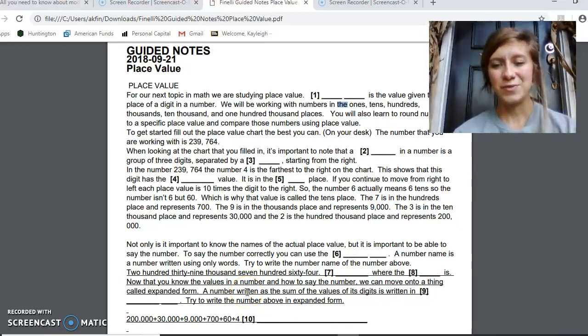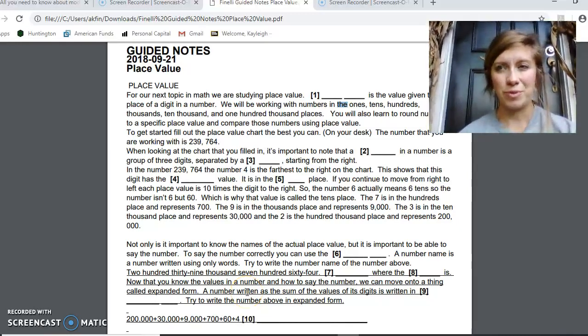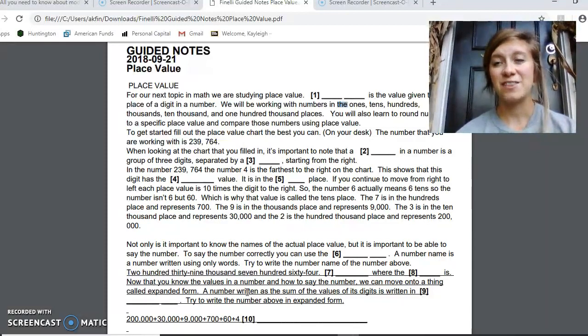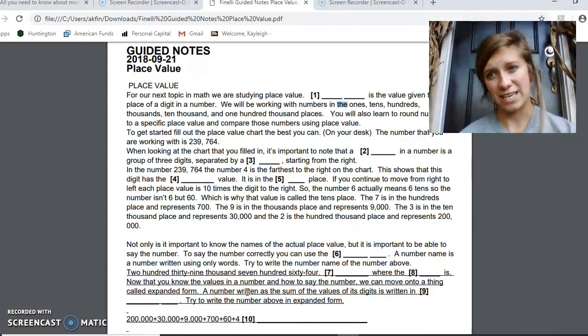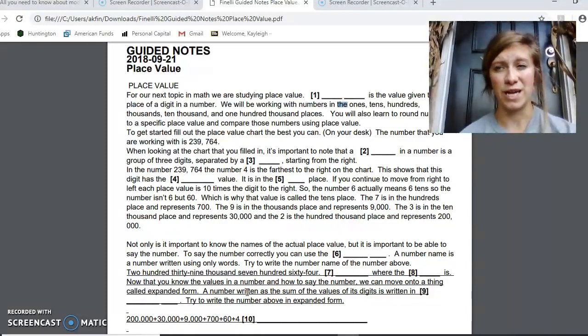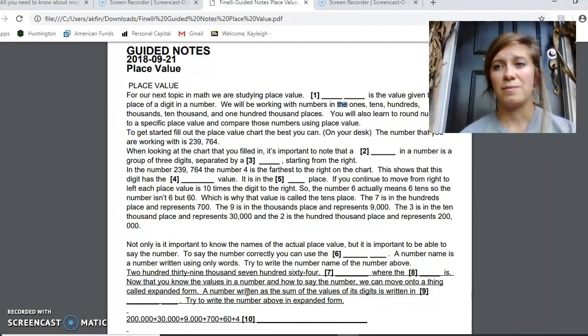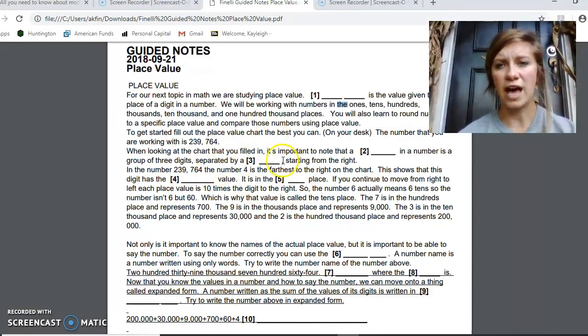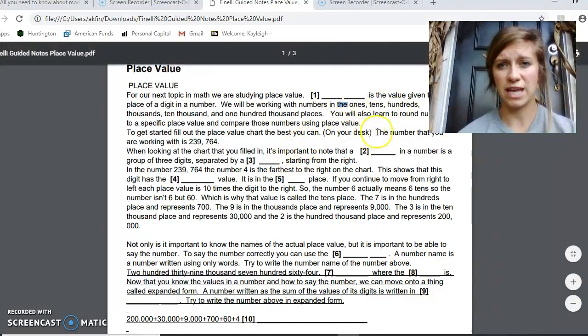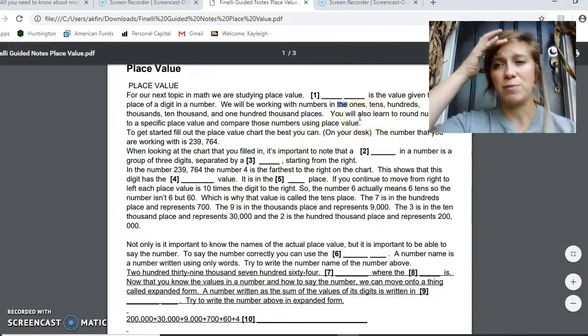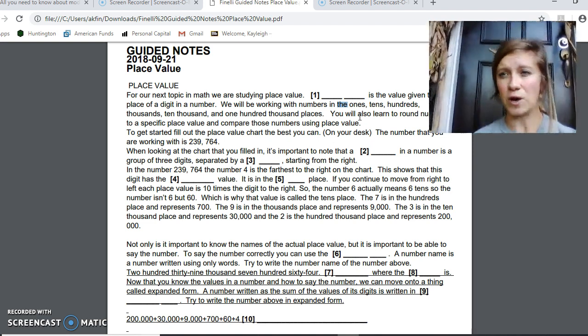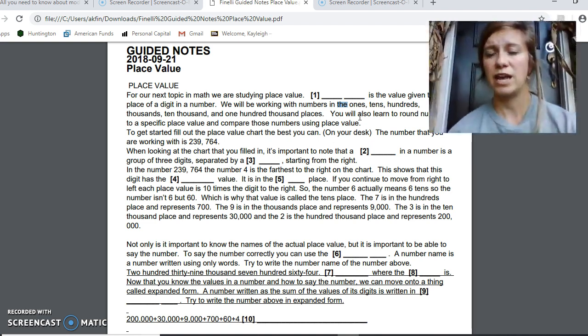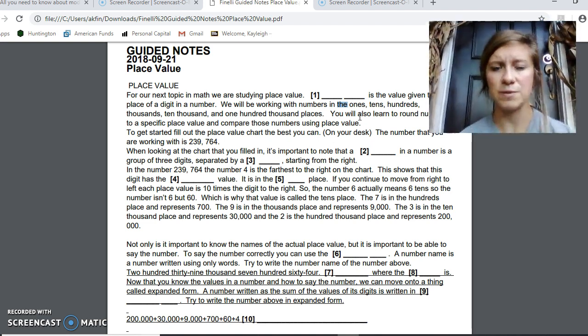Hello. This week we will be learning about place value, and this is just an introductory lesson on what we'll be covering for the next week. For our next topic in math, we are studying place value. And if you could follow along on your guided notes, just like I have here, that would be perfect. Fill in the blanks as we go. That way it'll help you and help your learning throughout the rest of the week.